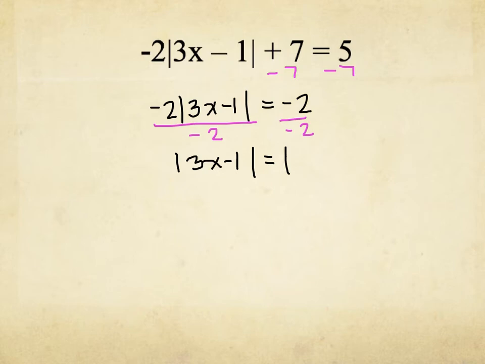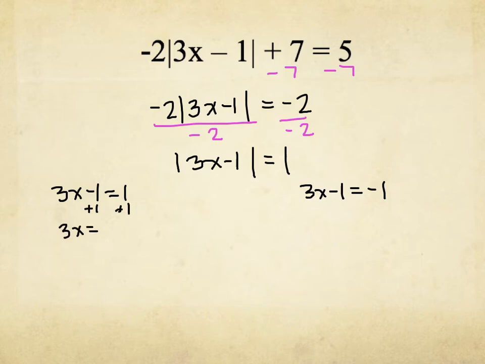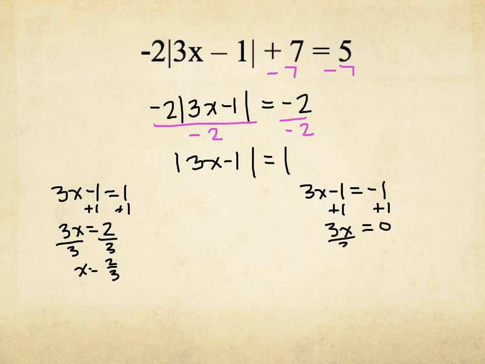So I have 3x minus 1 equals 1, and 3x minus 1 equals -1. And now I'm going to solve them. Add 1 to both sides. 3x equals 2, divided by 3. X equals 2/3. And then here, add 1, 3x equals 0, divide by 3, x equals 0.